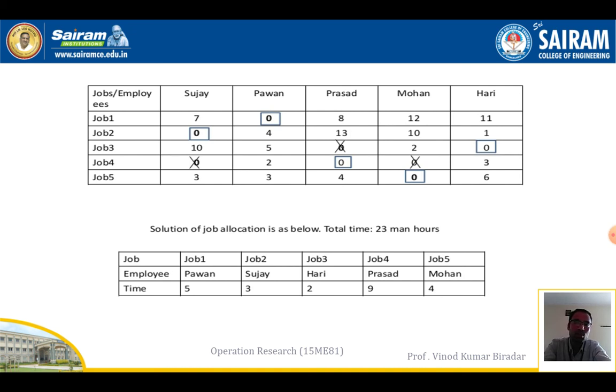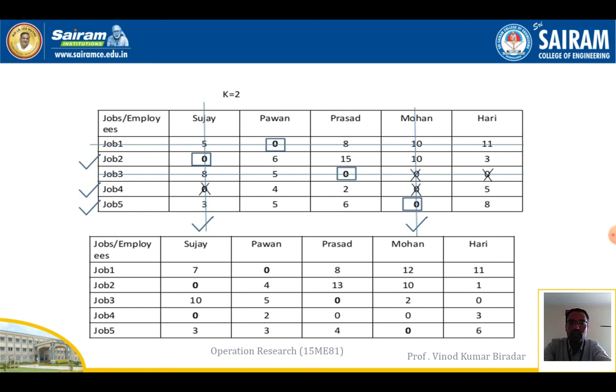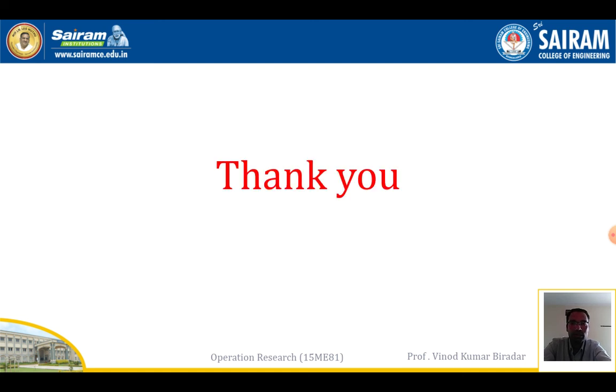To work out the total time required to complete the jobs, you just add 5 plus 3 plus 2 plus 9 plus 4, which is equal to 23 man hours. Okay, 23 man hours is required. So this is about the Hungarian method of the assignment problem. Okay, I hope you understand this problem. Thank you.